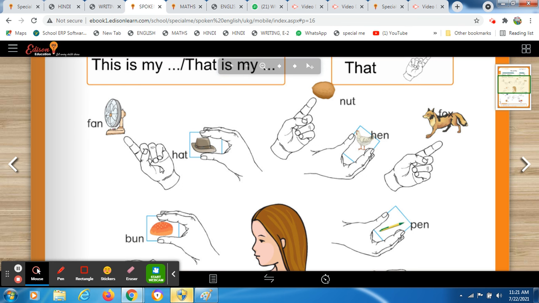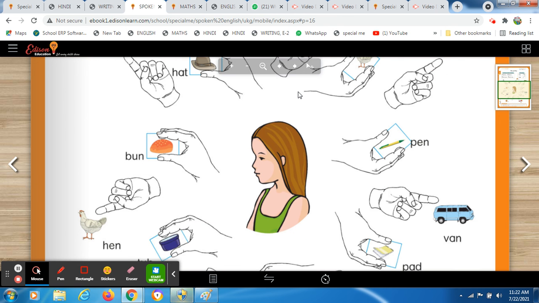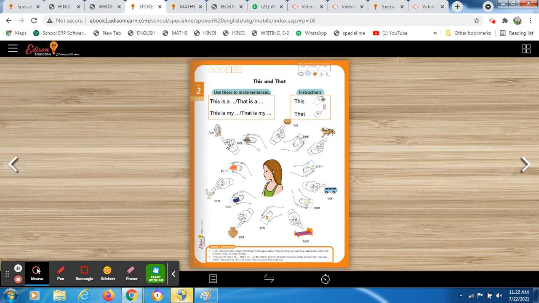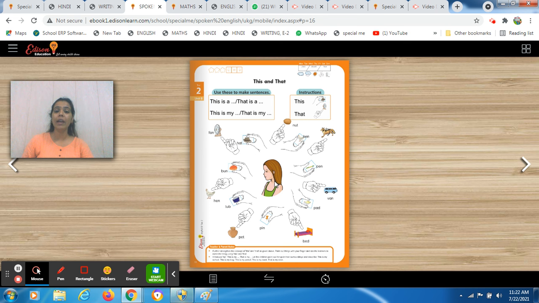So you will see the hand, the hand is pointing towards the fan, that means this fan is far away from that girl. So how will she form a sentence? She will say that is a fan. You will see the girl, the girl is not near the fan, the girl is far from the fan. Girl क्या है, दूर है fan से. So she will form the sentence like that is a fan, या फिर वो क्या बोल सकती है, that is my fan. Okay, now you will see the next one, students.